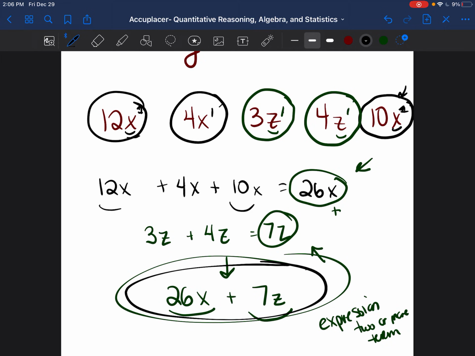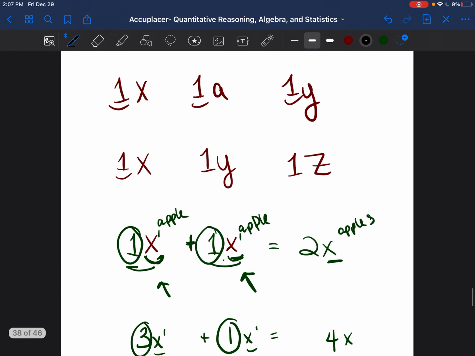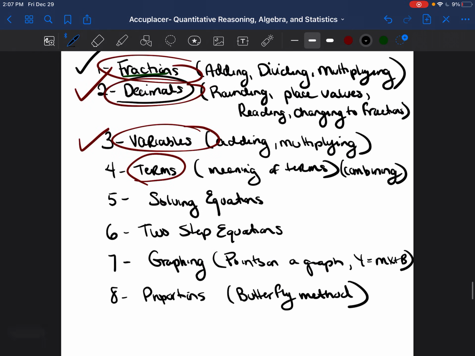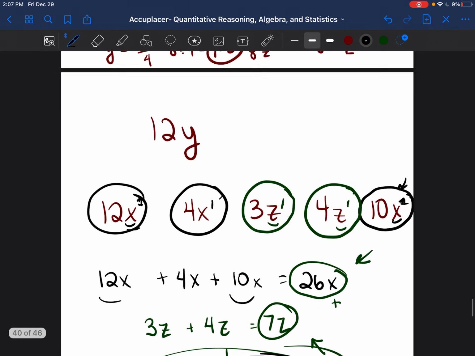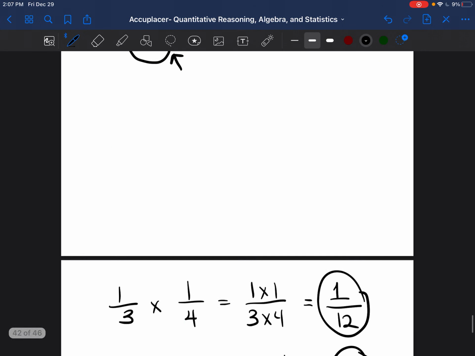So we are going to go into more detail. I promise to make more videos about this. I'm not trying to give you every single thing that you're ever going to learn about math, but this is supposed to be an overview so that we can go to the next level, which is, I believe, solving equations. So the next one, we just learned about terms. Now we're going to talk about solving equations, and then we're going to talk about solving two-step equations. So let's go ahead and go to solving equations.